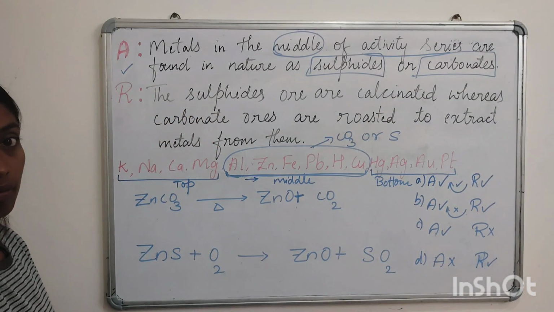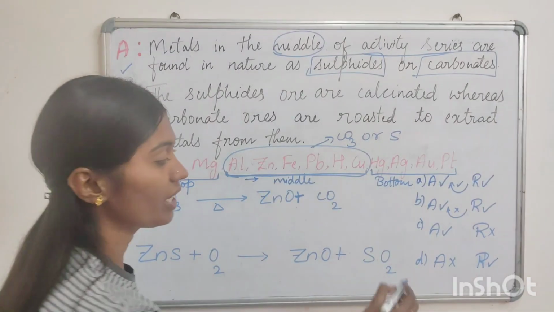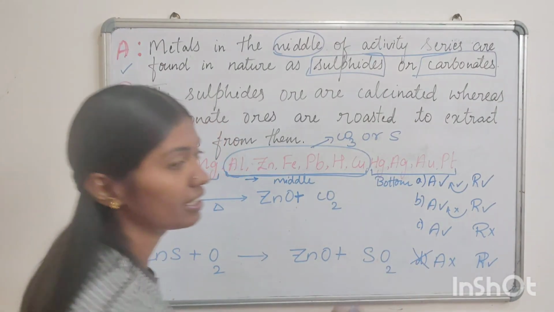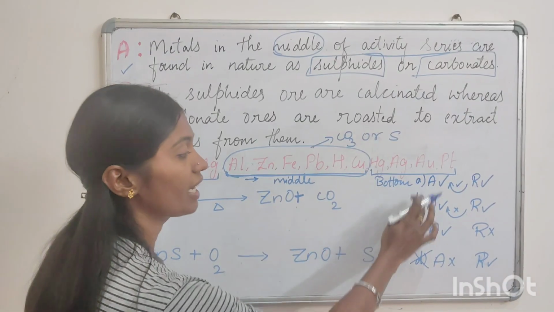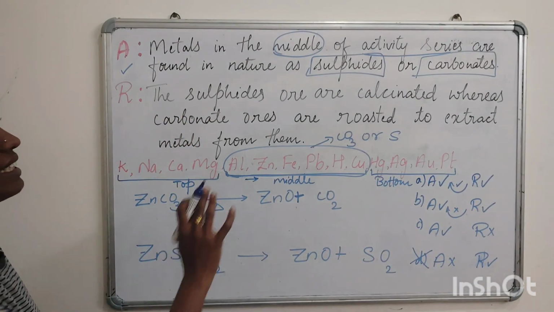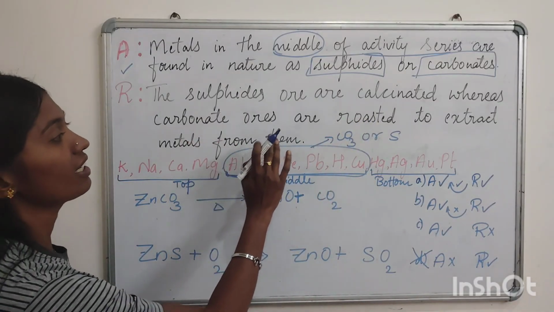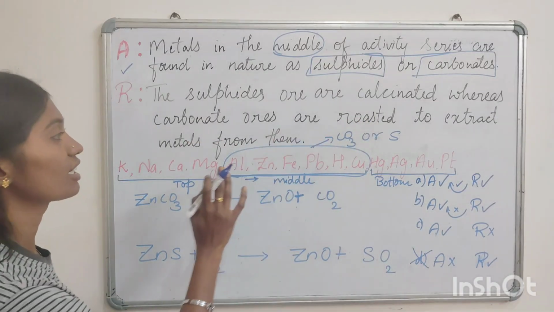Come to the reason. So the assertion is true, so we can eliminate option D. So we have only A, B, C. One option is already eliminated. Come to the reason: sulfides are calcinated whereas carbonates are roasted to extract the metals.